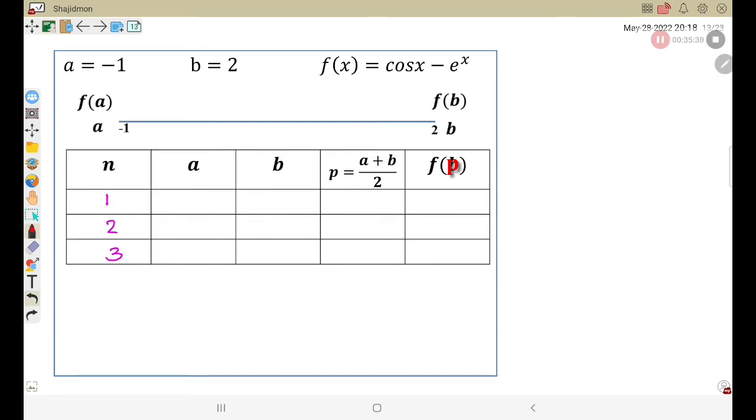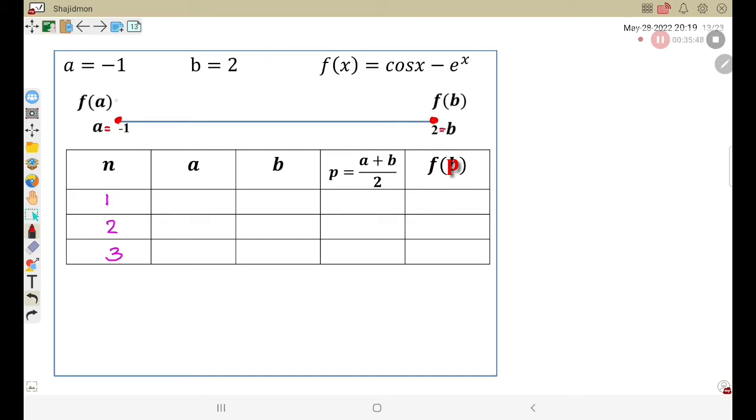Now, before starting this table, just draw a line on the top, starting from A up to B, so that it is easy to understand this table. A number, you know already, minus 1. B number is 2. Correct? A number is minus 1, B number is 2.